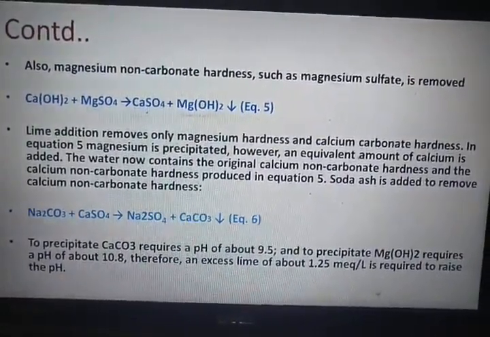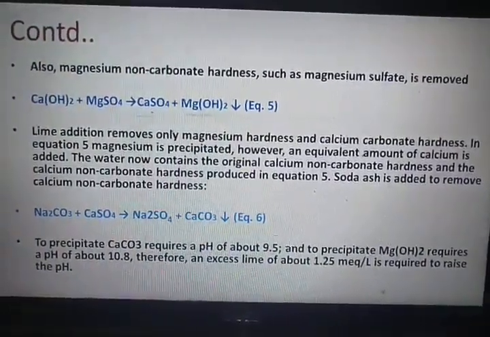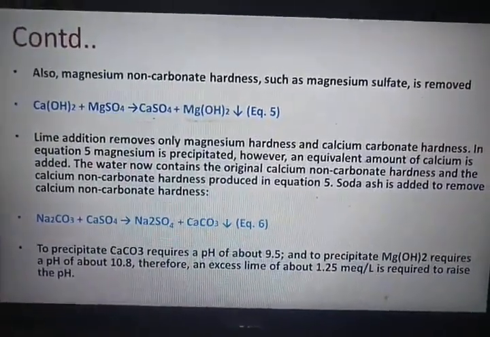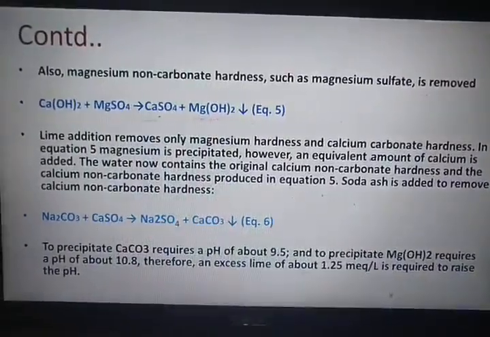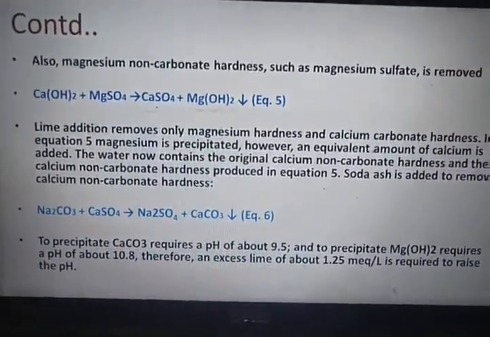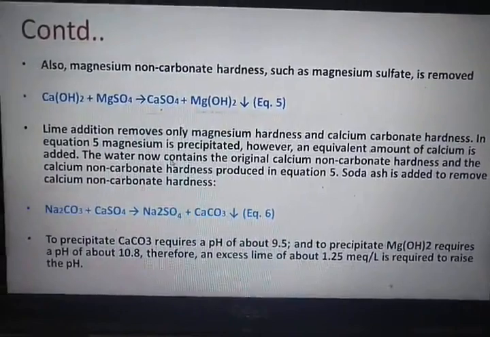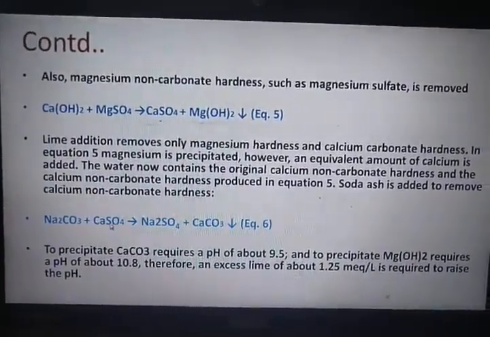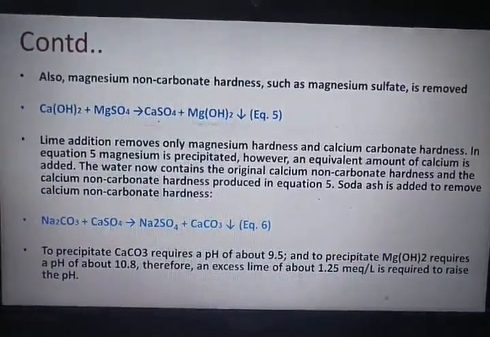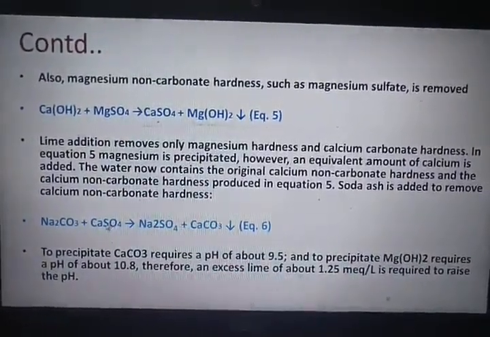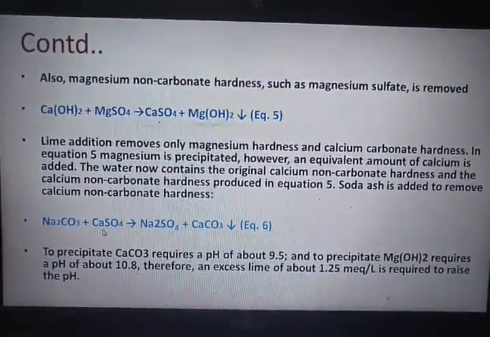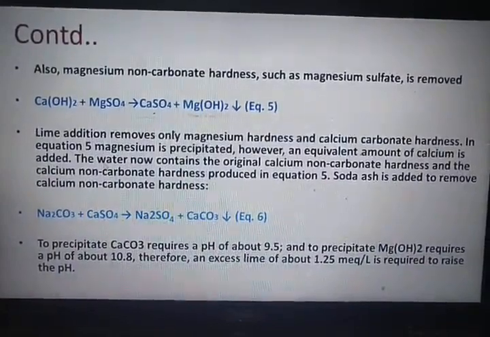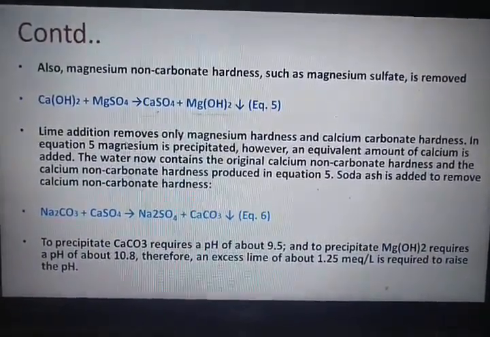The water now contains the original calcium carbonate hardness and the calcium non-carbonate hardness produced in the above equation 5. Then soda ash is added to remove the calcium non-carbonate hardness. Non-carbonate hardness means the hardness not containing the carbonates of calcium and magnesium, whereas you see the calcium sulfate and magnesium sulfate here, that is nothing but the permanent hardness.